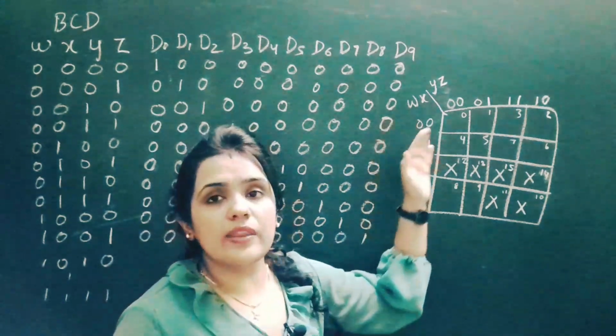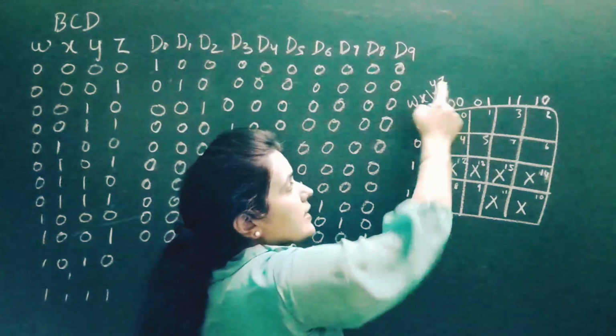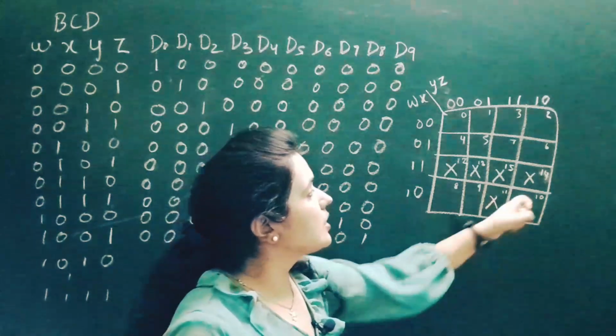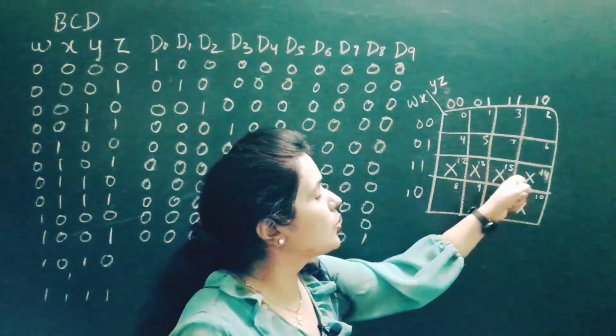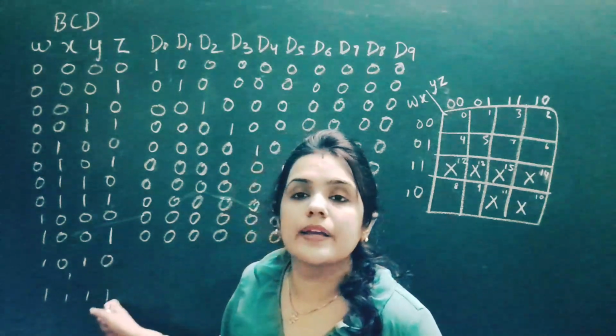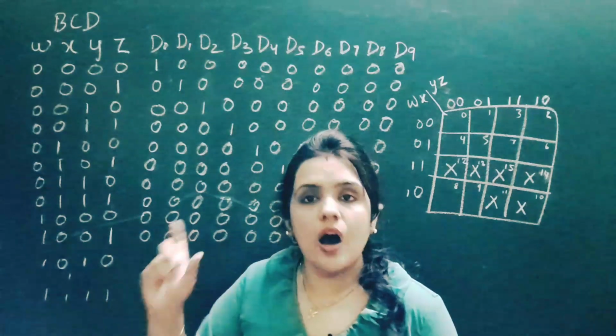So this is the 4-variable K-map where w, x, y, z are the inputs. Now these blocks are crossed, corresponding to the minterms 10, 11, 12, 13, 14 and 15, because we know in case of BCD these inputs should be marked as don't care. These inputs should be avoided.